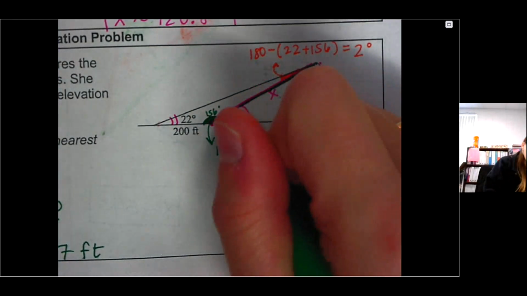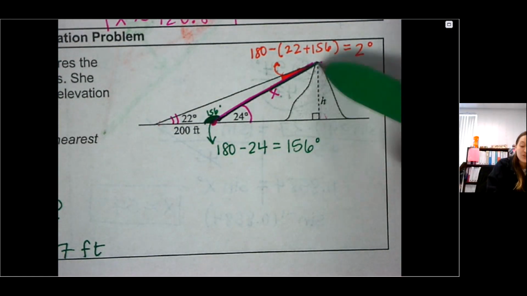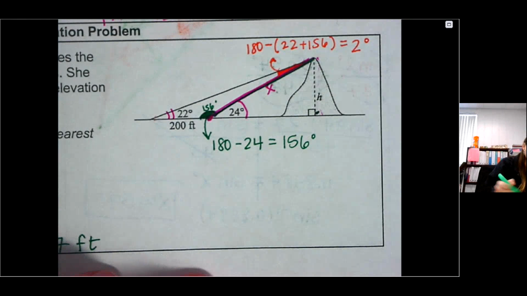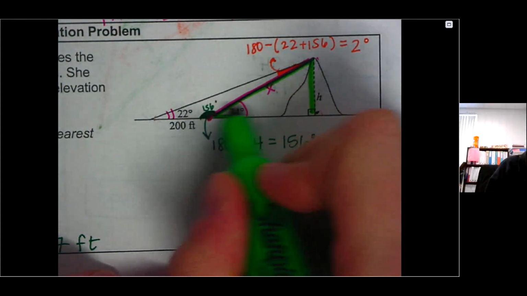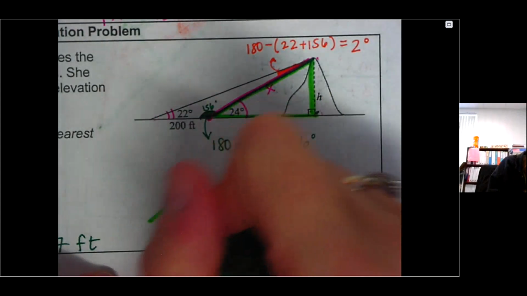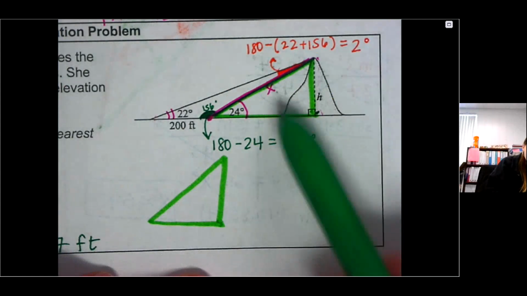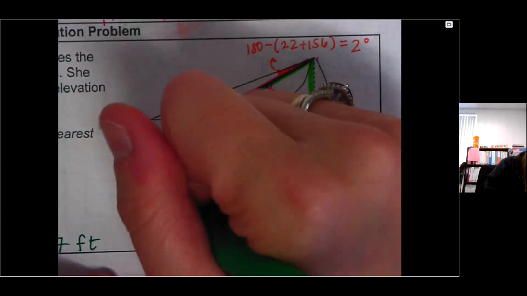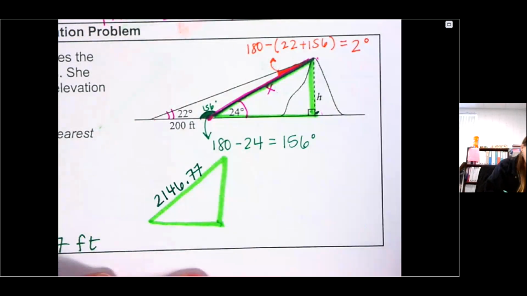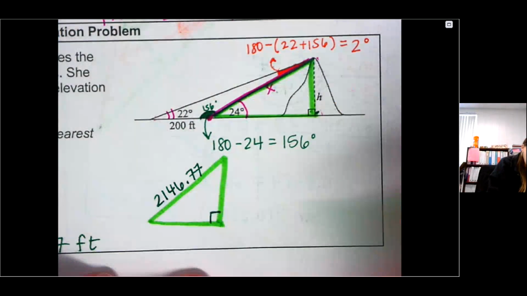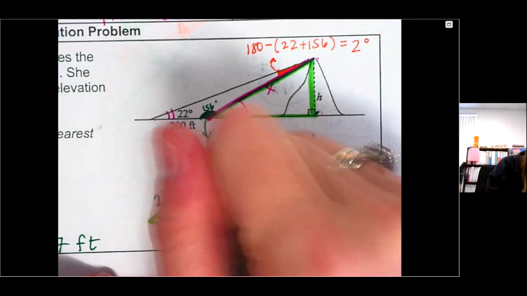That's the x. So now I know this side, and I'm trying to figure out this height over here. So now I have a right triangle right here. So now if I come over here, here's my right triangle. I know the shared side, I just figured it out. That shared side is 2,146.77 feet. I know this is a 90. I'm trying to figure out my height, and I know this angle here is 24 degrees.